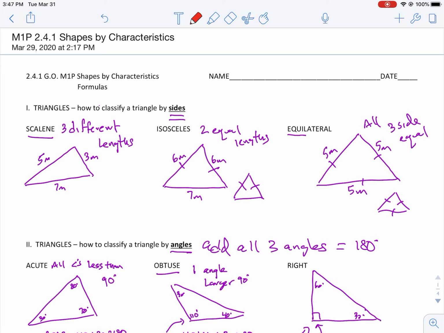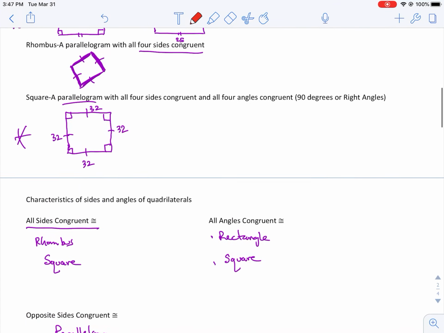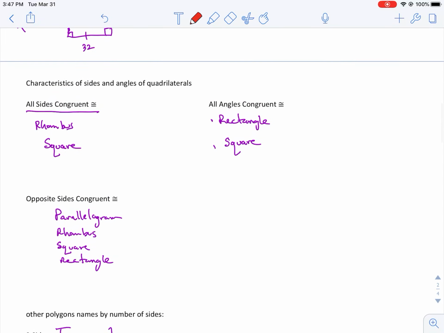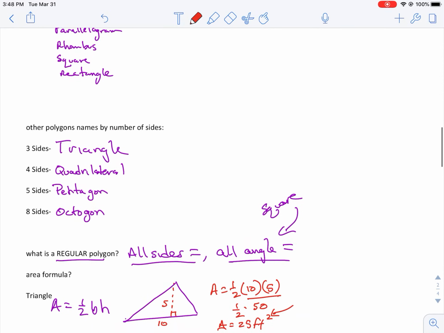As you see, I'm pulling out the same worksheet that I started with for your notes, shapes by characteristics. I'll probably put a clean one again on for Wednesday, but I want to scroll down, saving all my notes here. Hopefully you've been filling those in. Don't forget to be looking over a lot of these characteristics of quadrilaterals.